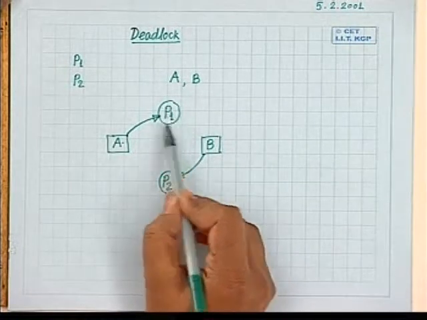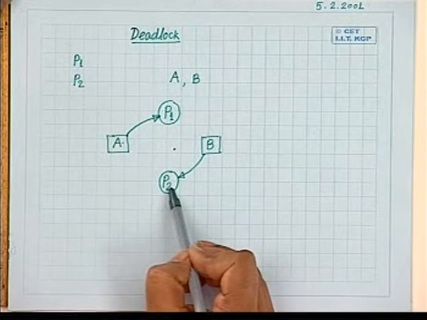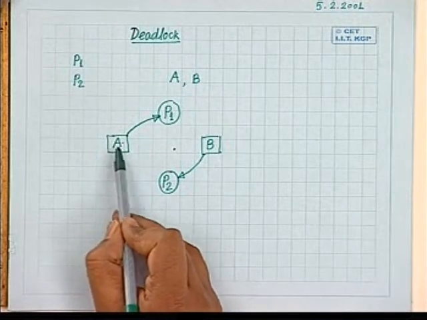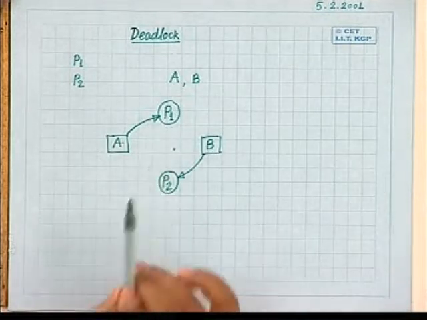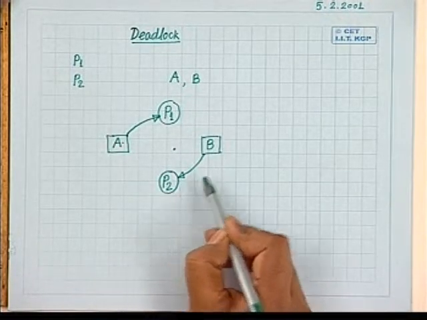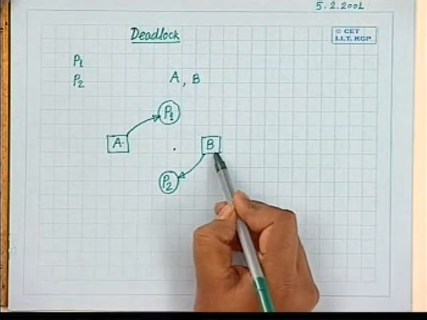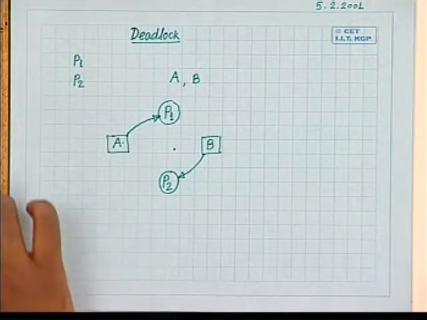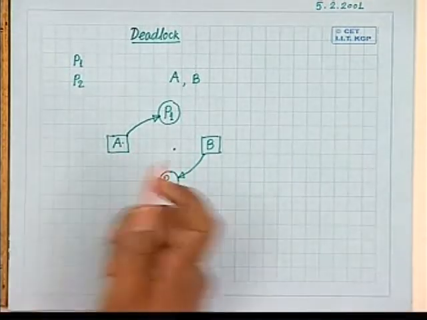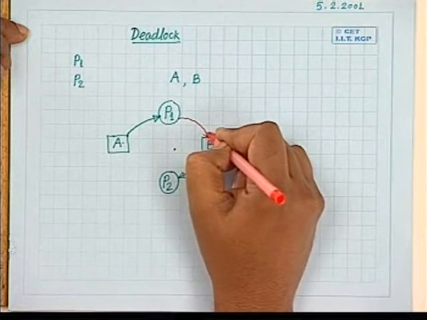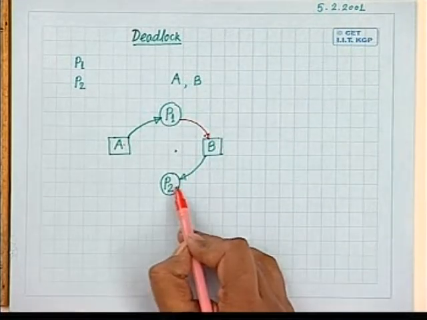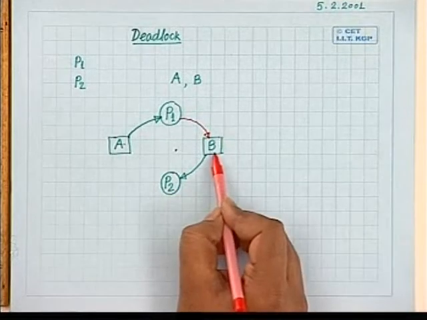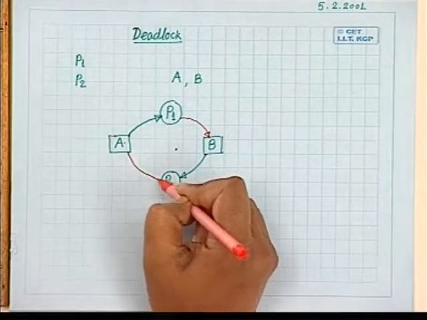And we have also said that P1 will require both the resources for its completion, and P2 will also require both the resources for its completion. Once P1 has acquired resource A, it will not release resource A until it gets B and its job is complete. Similarly, P2, though it has acquired resource B, will not release B until it gets A and its job is complete. So P1 has acquired A and is waiting for the resource B to be free, because until P2 releases B, P1 cannot acquire it. Similarly, P2 has acquired resource B and is waiting for resource A to be released.